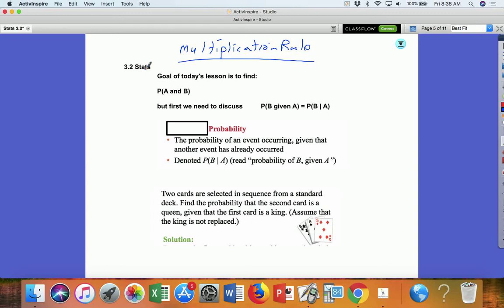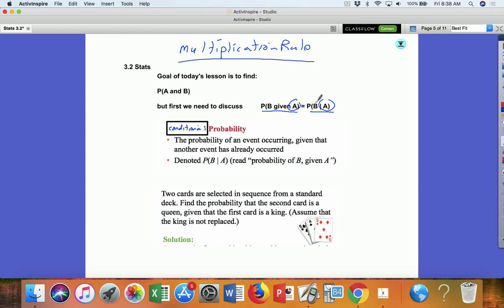So this terminology here is called a conditional probability. The probability of B given A: anytime you see the slash right here, that means given. So this is your condition. We're trying to find the probability of B with the condition of A. And then I'll give you some examples of what that might be. You'll see that in a second.